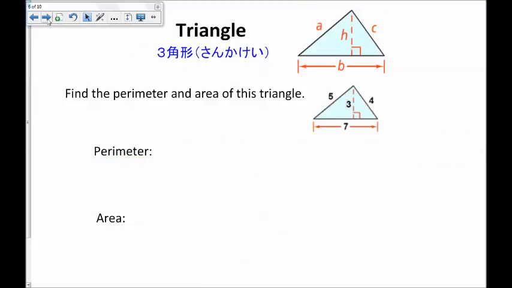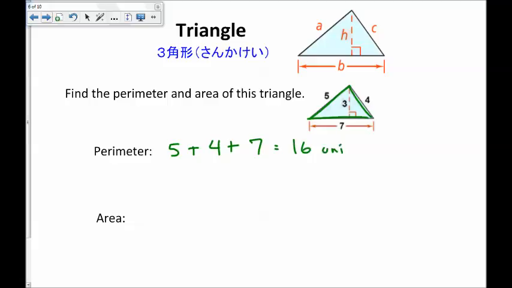Third shape is a triangle. Okay? Find the perimeter and area of this triangle. Okay? The perimeter is 5 plus 4 plus 7, which is 16 units. Okay. In general, I will add up the three sides.